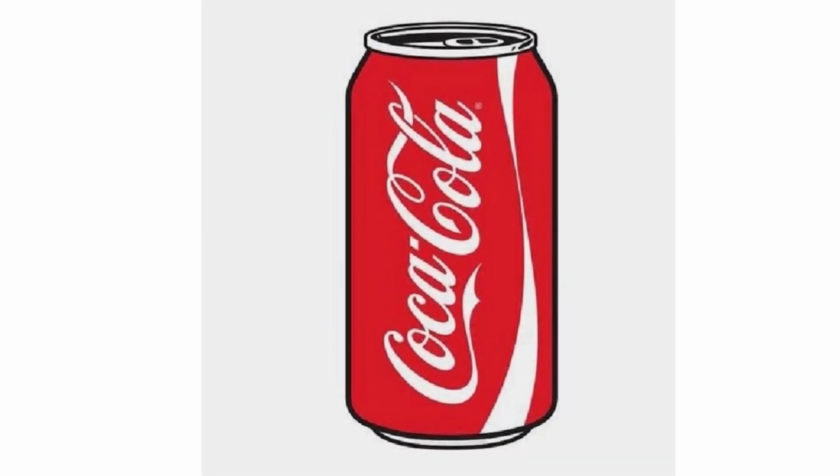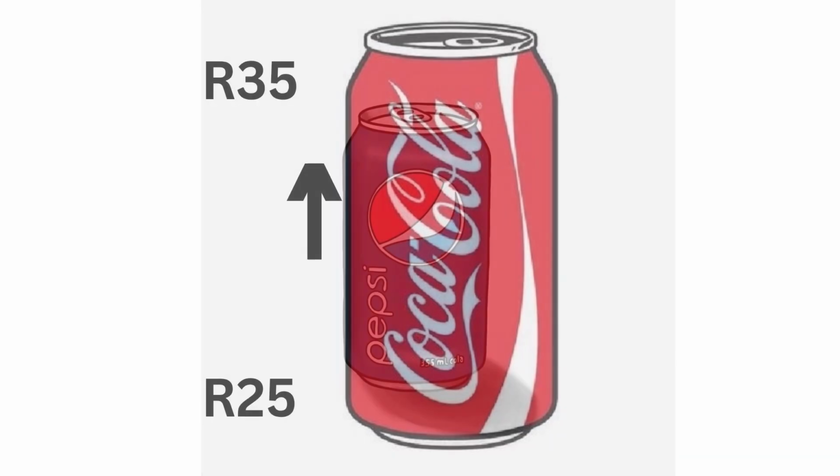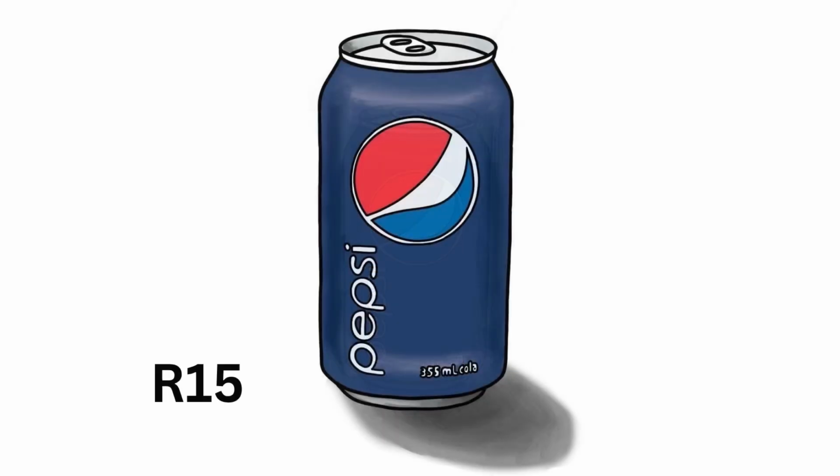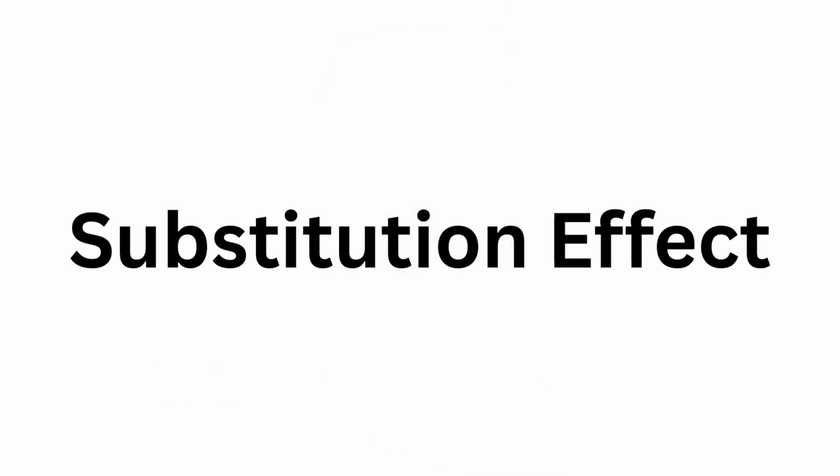Imagine you love buying Coke. It costs you only 25 rands per can, but suddenly the price increases to 35 rands. Now you look at Pepsi, which still costs you 15 rands. This is where the substitution effect kicks in. Since Pepsi is now relatively cheaper, you start buying Pepsi instead of Coke. You can substitute the more expensive product with a cheaper one that gives you similar satisfaction.